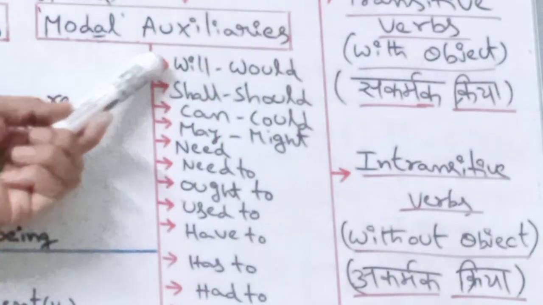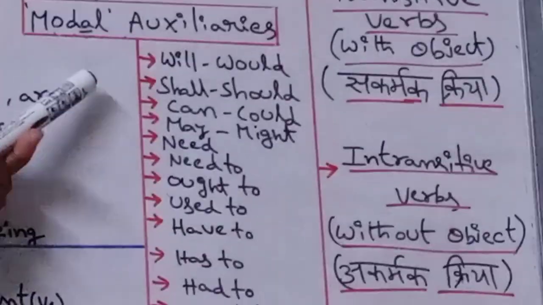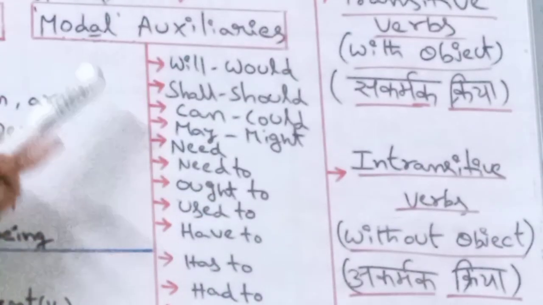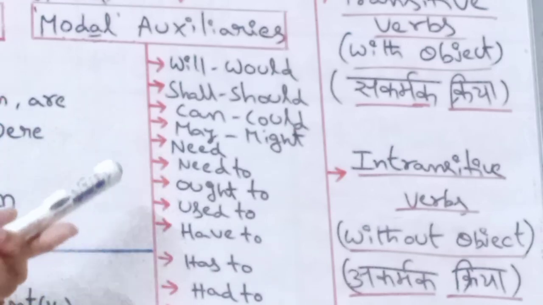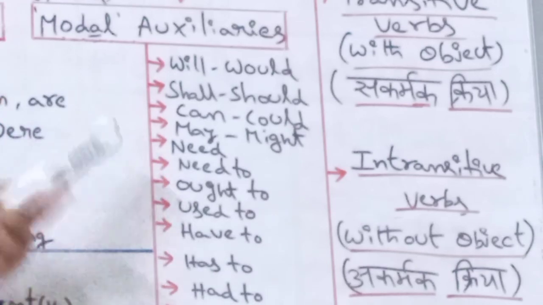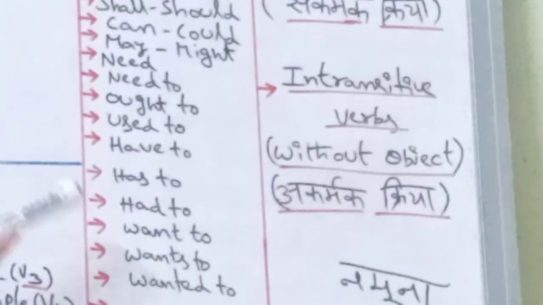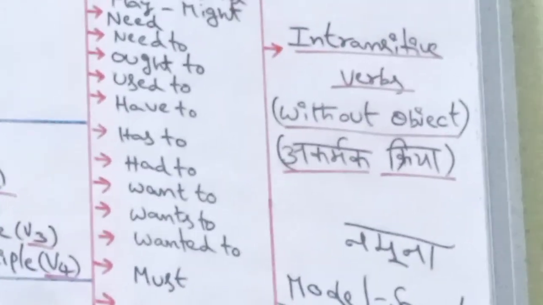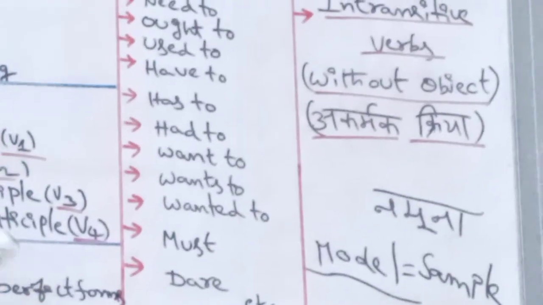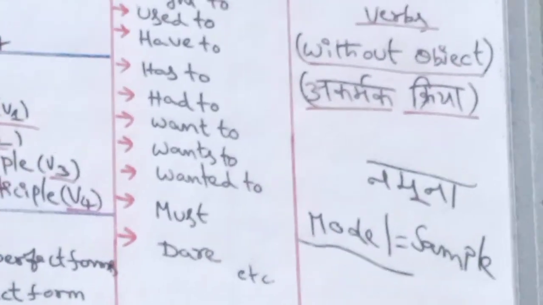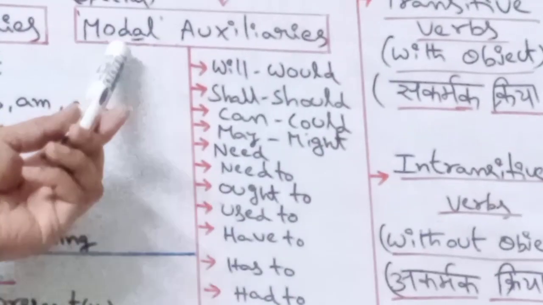The list is: will, would, shall, should, can, could, may, might, need, need to, ought to, used to, have to, has to, had to, want to, wants to, wanted to, wish to, wishes to, wished to, must, dare, etc. These are modal auxiliary verbs.